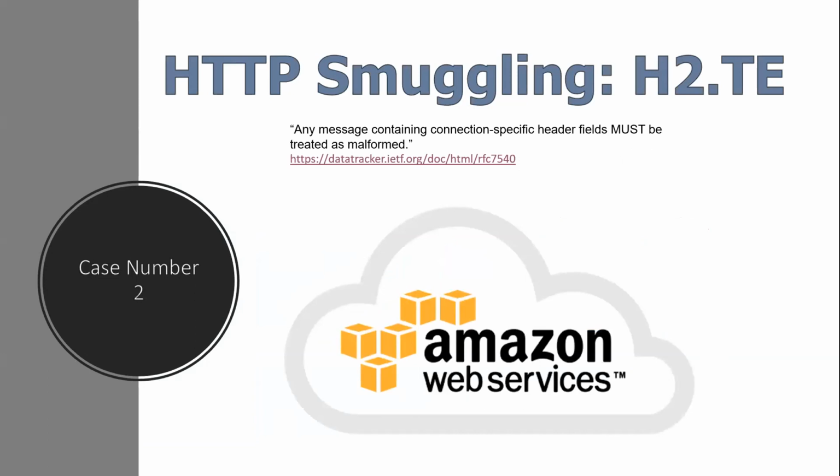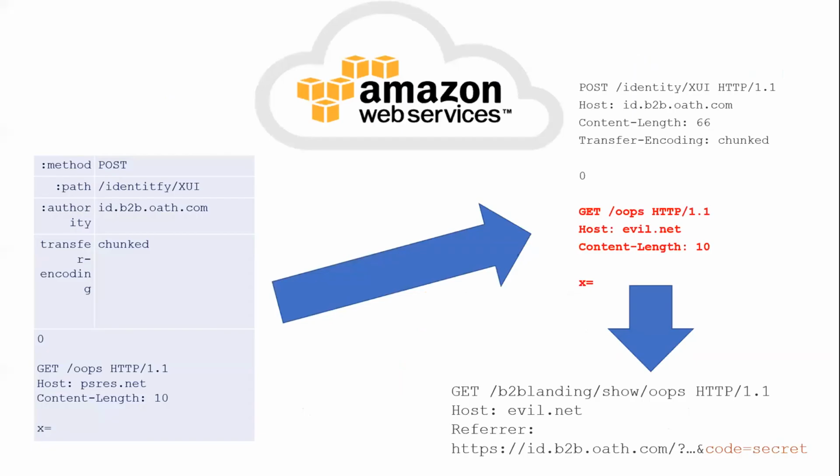Amazon load balancer. That's a small service. Now they practically implemented HTTP 2.0 somehow without really regarding the RFC, as I've mentioned before. Now the RFC states something like this: any message containing a connection-specific header must be treated as malformed. If you put content transfer encoding in the request as a header, this is a bad request, drop it. That's what the RFC says. Amazon says, nah, just give it.